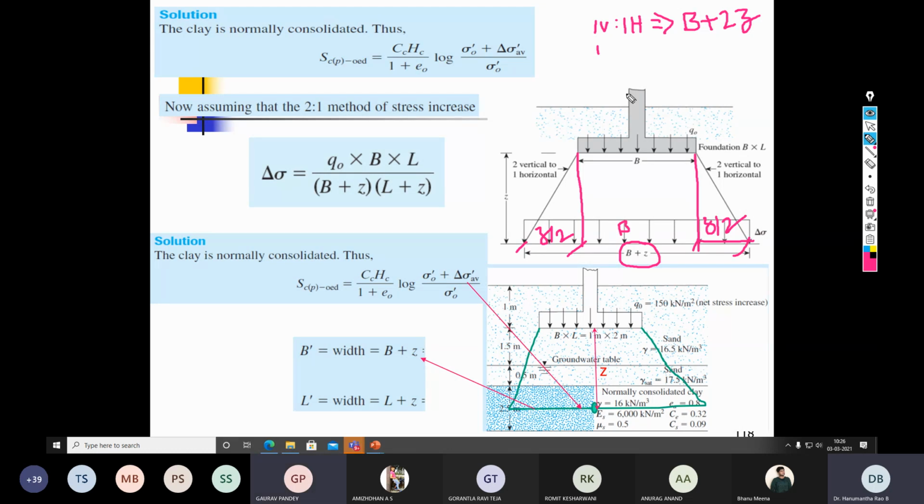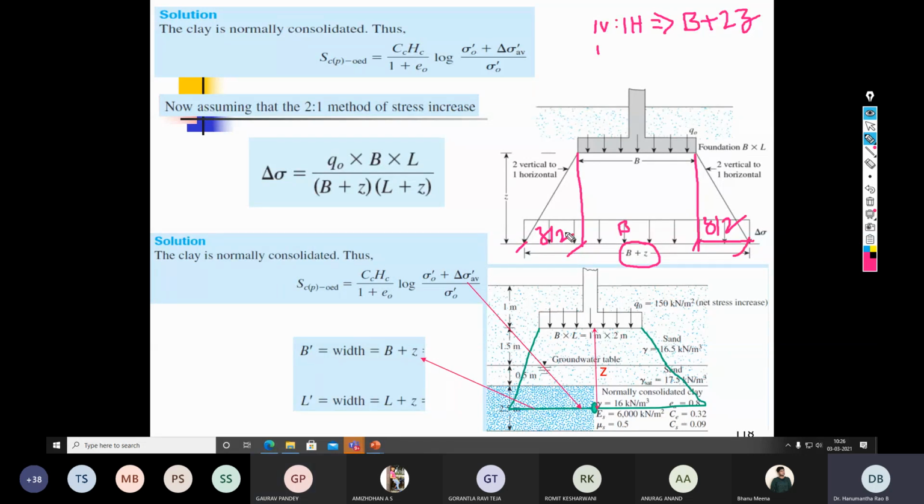Sir, can we take different ratios in the breadth and length directions? No, that is not possible, that is not valid. You have to take the same load distribution both in the length and width directions.